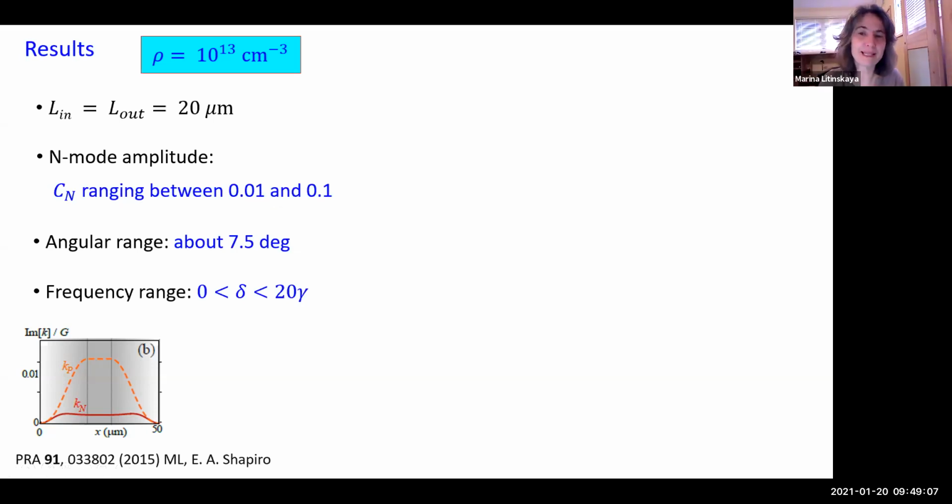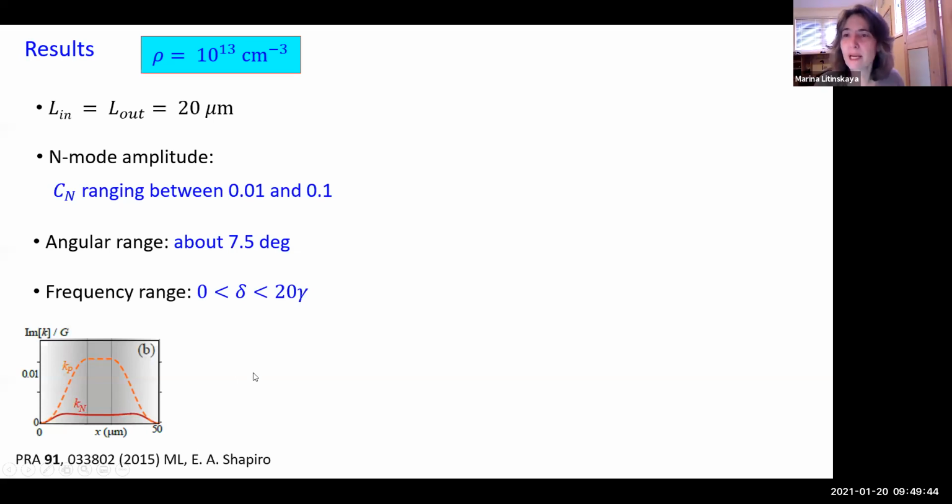We remember that the negatively refracting mode is always less populated than the positively refracting mode because it is less natural. And this is also a very good thing about this proposal, because you can get this magnitude of the negatively refracting mode in a frequency window of about 20 gammas, 20 absorption widths, which is much more than what we typically have in solids.